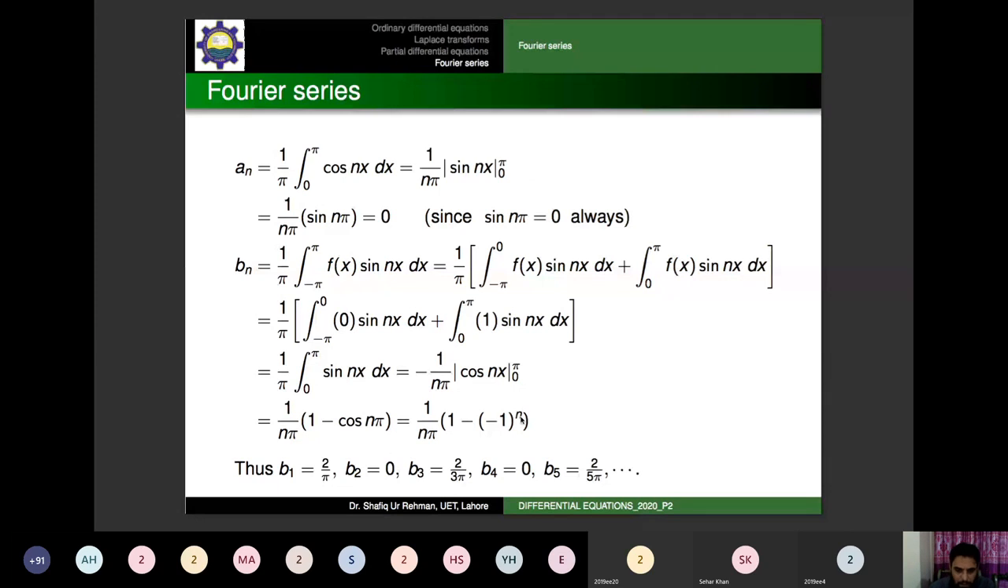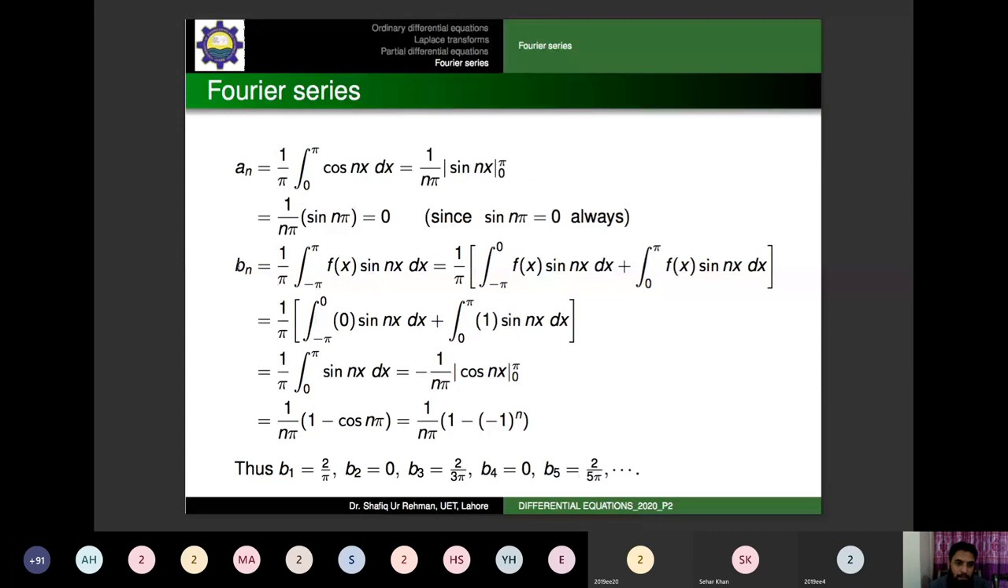So with alternative sign, when n is 1, it's negative. When n is 2, it is going to be positive. So we will be having 0. So bn eventually is equal to this one. It is all based upon the value. If you take the smallest value of n as 1, B1 will be equal to 1 upon pi times 1 minus 1 raised to power 1, which means minus 1, so plus 1. So we will be left with 2 upon pi.